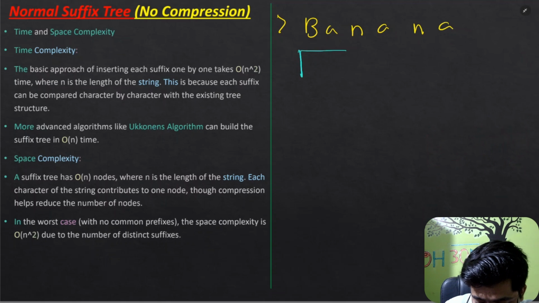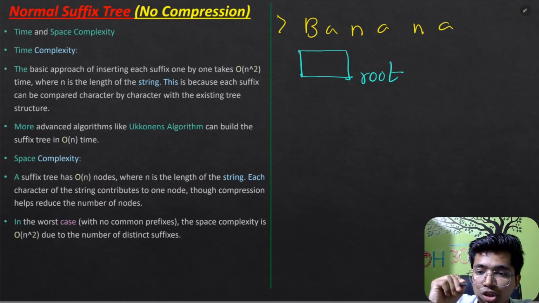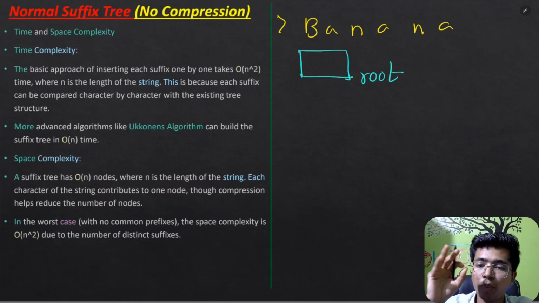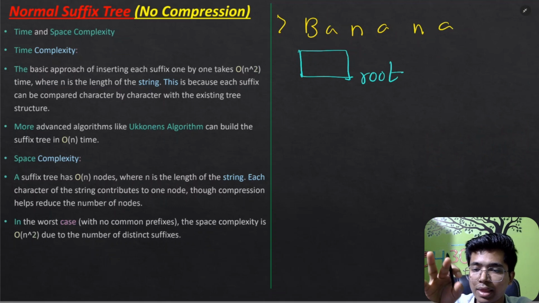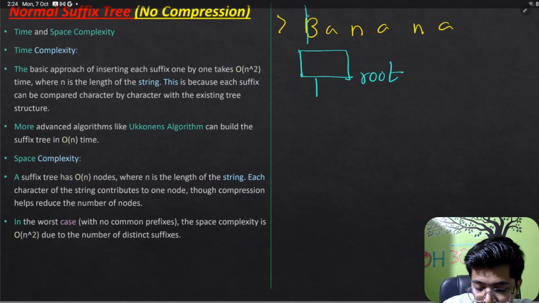Let's say we initialize a root here. This is the root section. From here we insert all the suffixes. All the possible suffixes are inserted, and it starts from the beginning. So first we insert the largest suffix, starting from here and going up to the end.